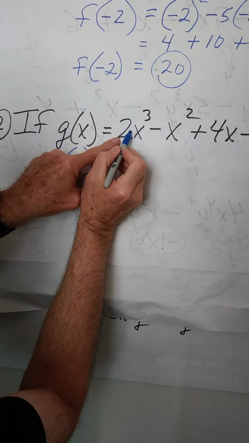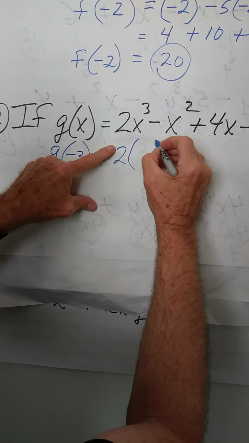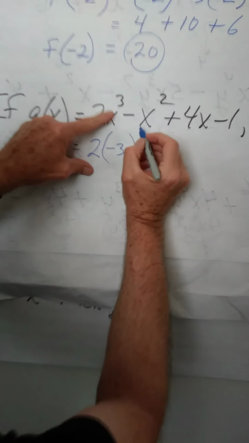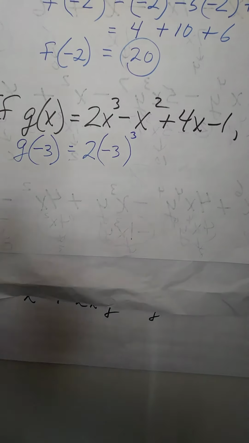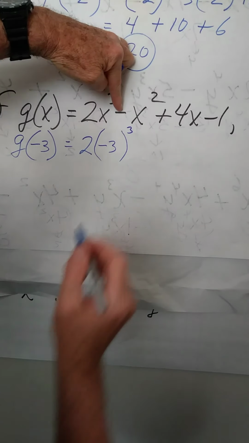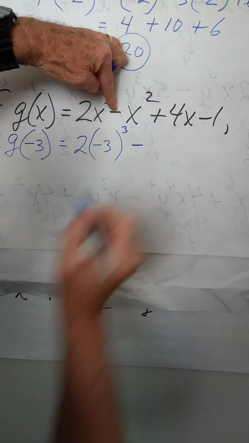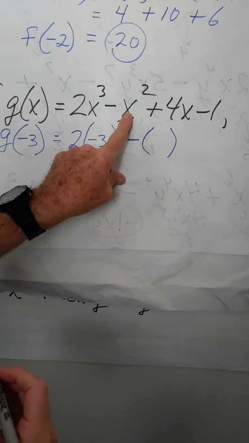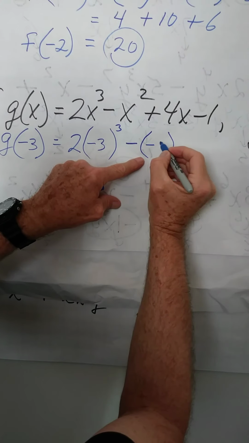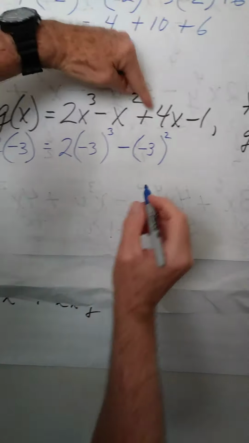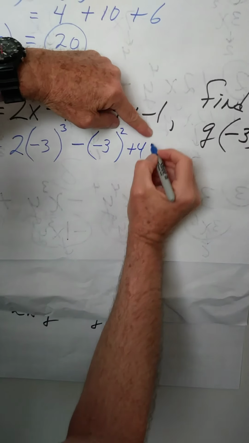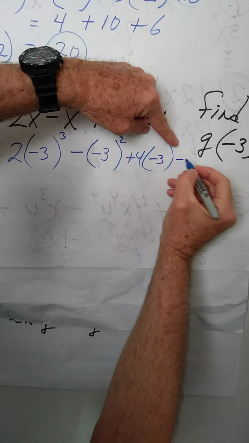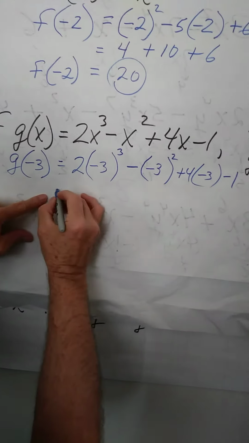See, there's a times sign right here. So we're going to use a parenthesis. And in place of x, that domain of -3, put the cubed exponent up there. Bring down the subtraction sign. Make a house. In place of x, put -3 to the second. Bring down the +4, make a house. In place of the x, -3, and then -1.